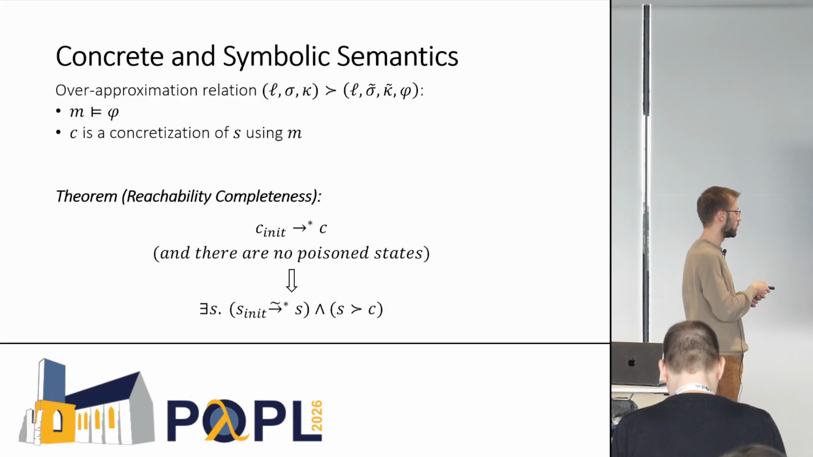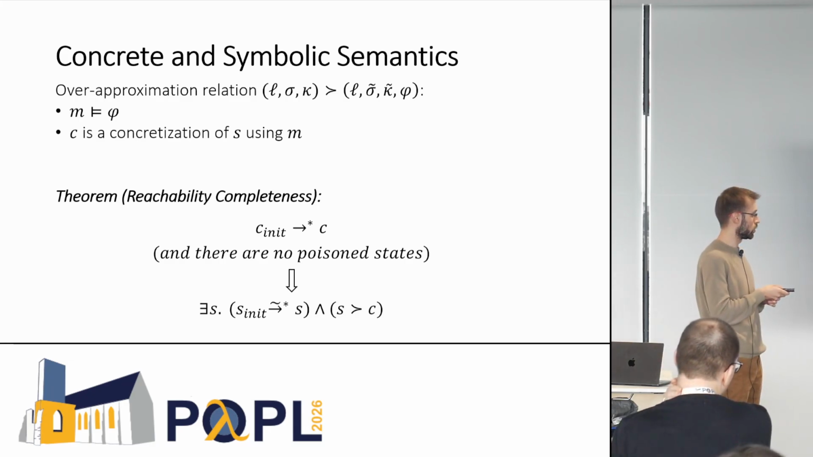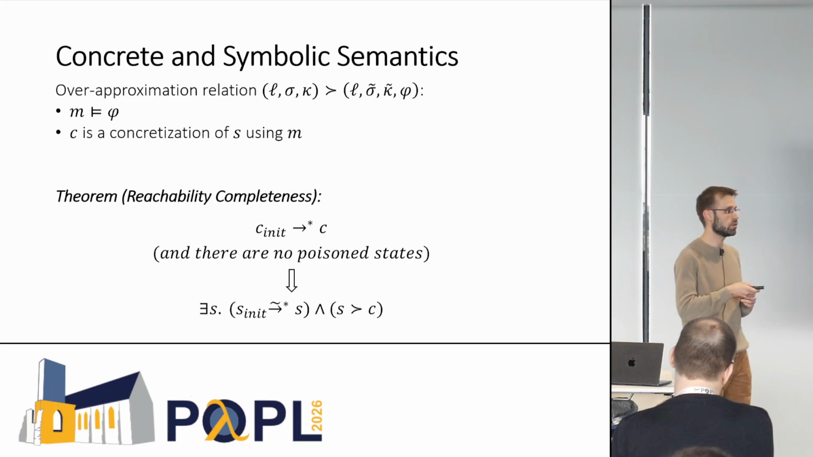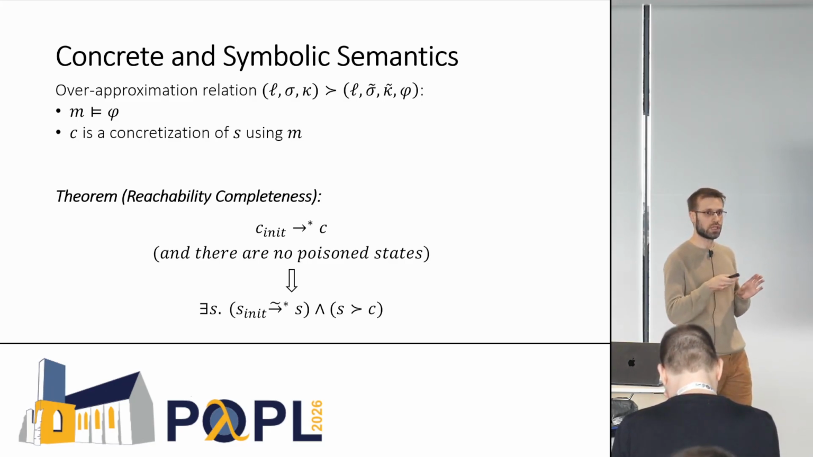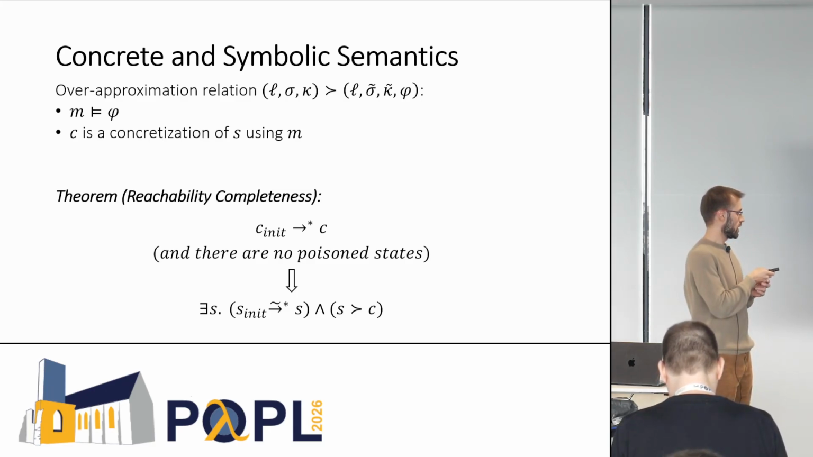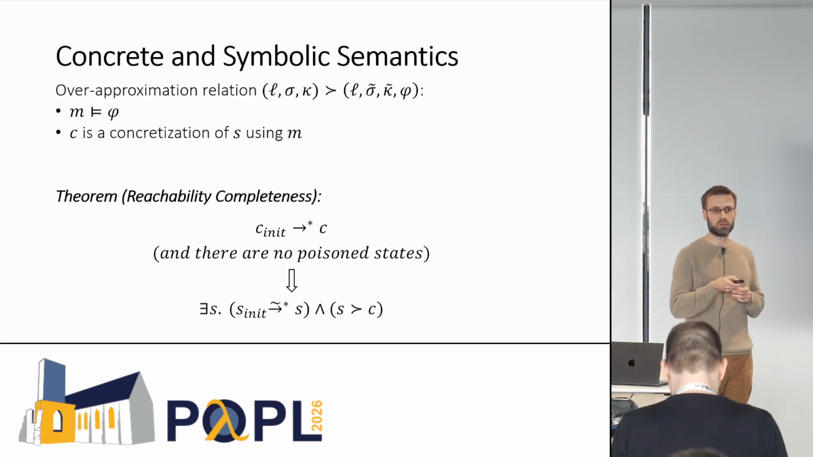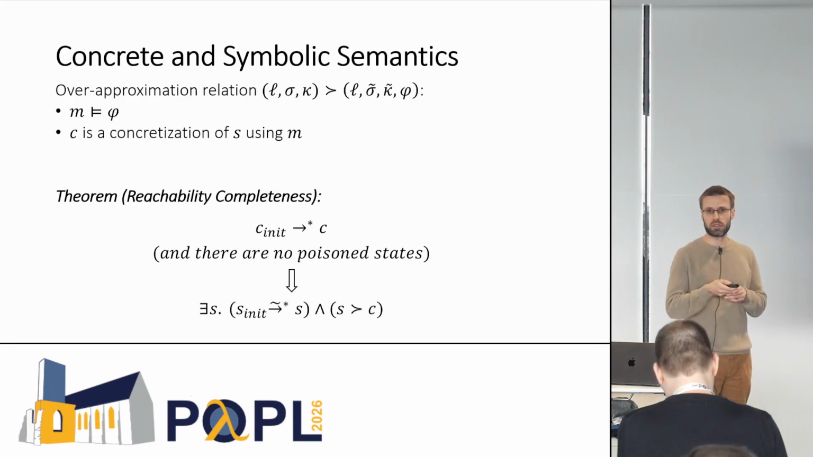And then we have this theorem which connects the semantics. If we can reach a concrete state C from the initial state of the program, and in this sequence of steps we don't have any states that contain a poison value, then there must exist a symbolic state S, which is reachable from the initial symbolic state of the program, and S over-approximates C. So this theorem will help us later in another theorem which talks about program safety.